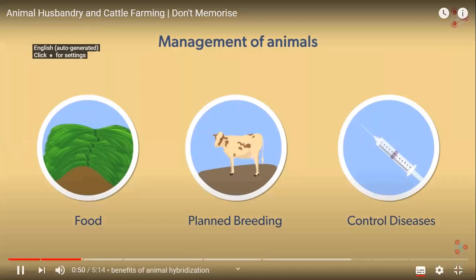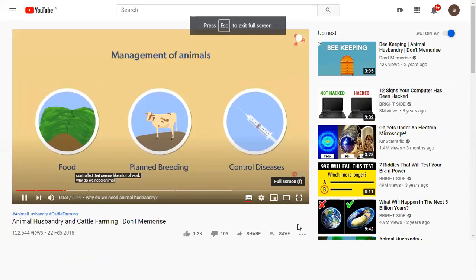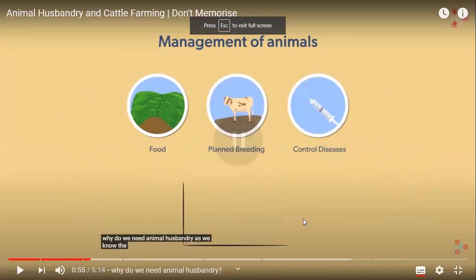Okay, that seems like a lot of work. Why do we need animal husbandry? Management of animals means first we have to provide food to the animals living in that farm. Then planned breeding means we are breeding them deliberately, not like other animals. If you go and see animals who are living outside, breeding means what? You understand, everyone of you.